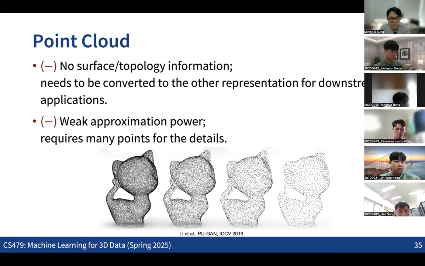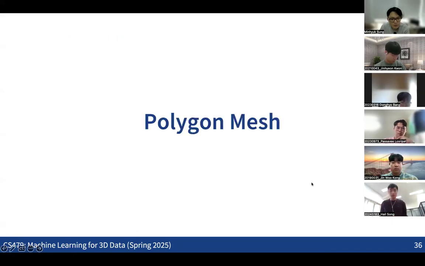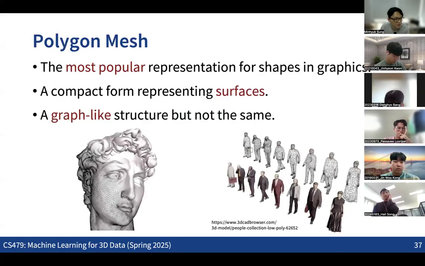So that's why we also bring up another representation, which is the polygonal mesh. If you took the computer graphics course before, then you should be familiar with the mesh representation, which is the most popular representation for a 3D model in the graphics pipeline. And this is also the most compact form of representing a surface, because now it's not only having points, but also edges and faces.